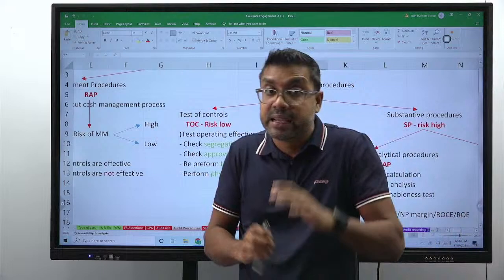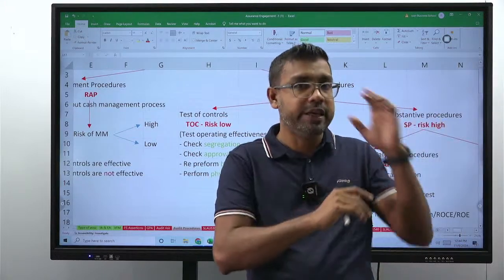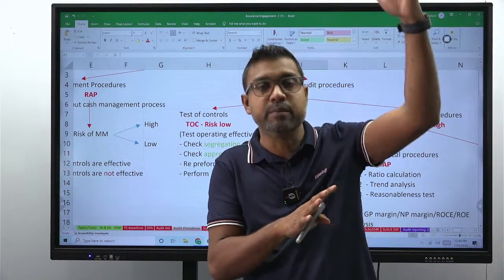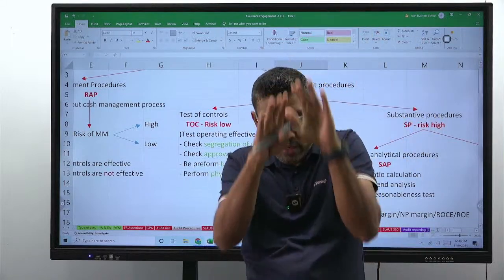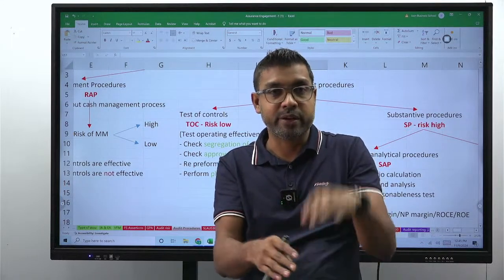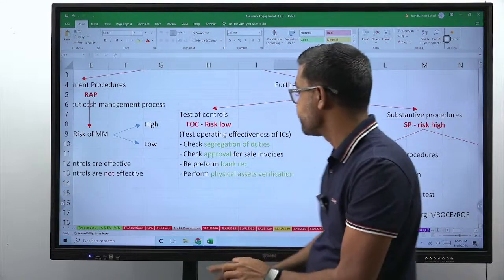Risk low means internal controls are effective, internal controls are working properly, and because the internal control system is working properly, risk is low. Audit risk is also low. If you apply the audit risk equation formula, audit risk is low. Right? Audit risk is low.